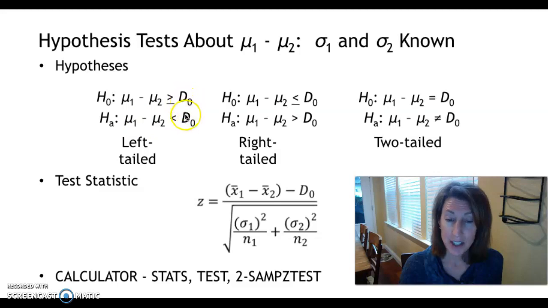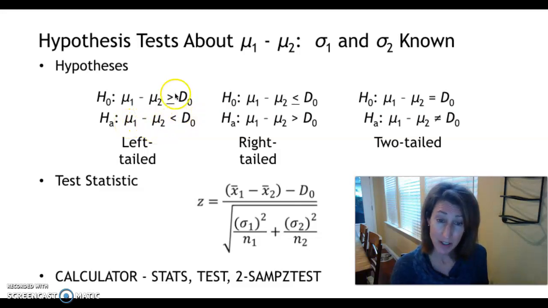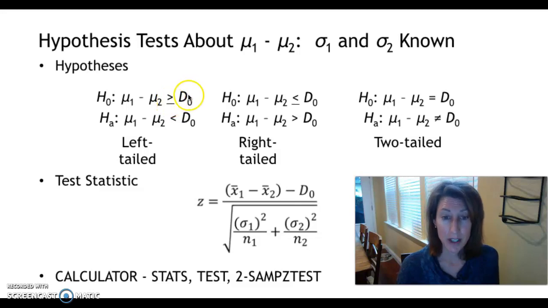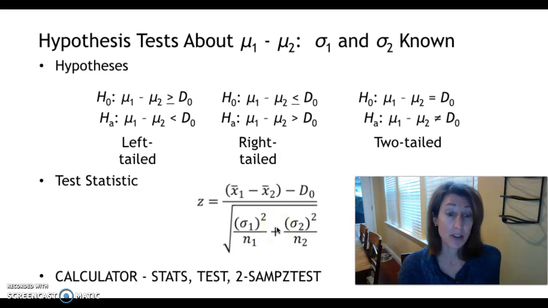And this D here is the difference, right? So we want the mean from population 1 minus the mean from population 2 to be less than the difference, greater than or equal to the difference. And by the way, we usually just use 0 there. Right-tailed, here you go, two-tailed. The test statistic gets more complicated, but we just use our calculator.